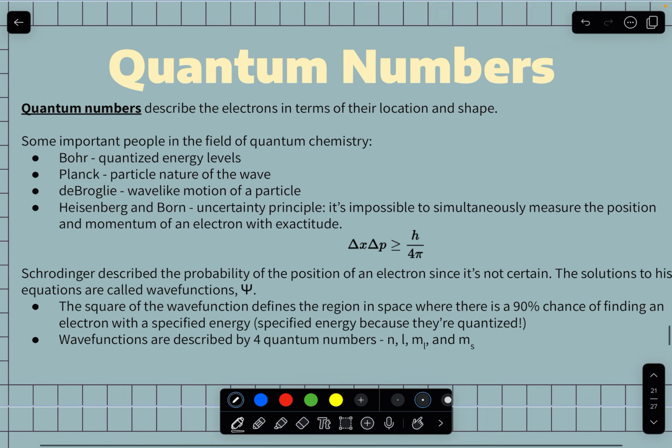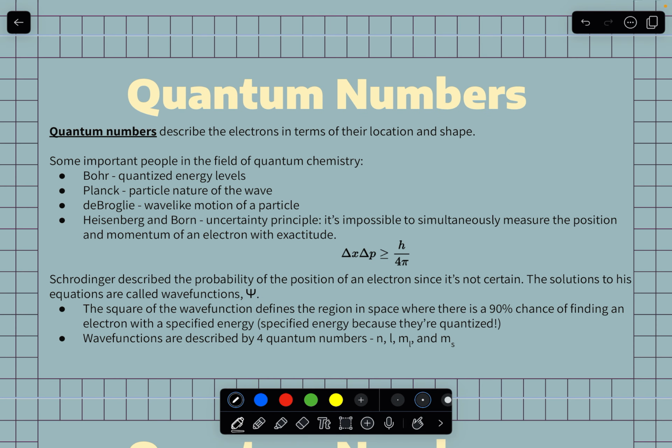All right, the last part of these notes is quantum numbers. Quantum numbers, if you're in on-ramps, you've already talked about these before. If you're in advanced, you didn't really talk about these, but that's okay. So quantum numbers describe electrons in terms of their location and their shape.